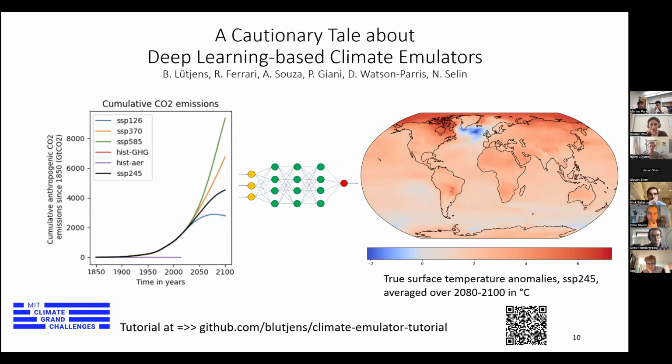So the second part. This was an overview of our work, and now I want to dive into one work in a bit more detail, which we call a cautionary tale about deep learning-based climate emulators, which, back to our overview graphic, asks the question: given cumulative CO2 emission trajectories, can we map them onto temperature impacts? I'll go into the setting in more detail, but after this, you can also find all of the code published at this link in a hopefully accessible manner.